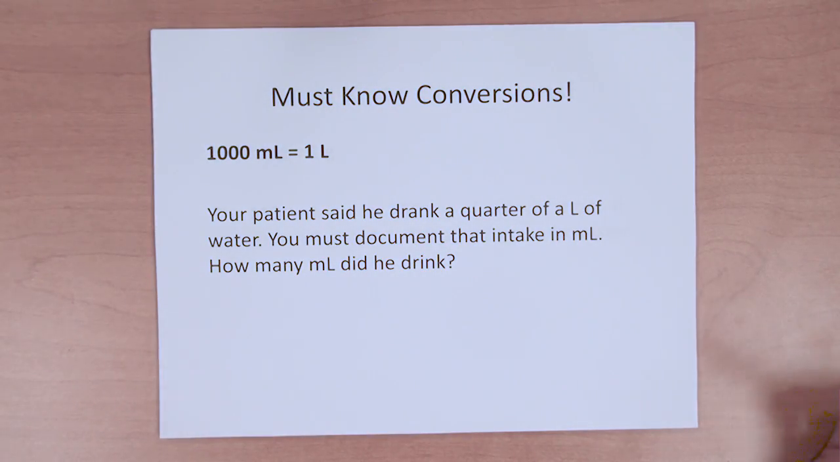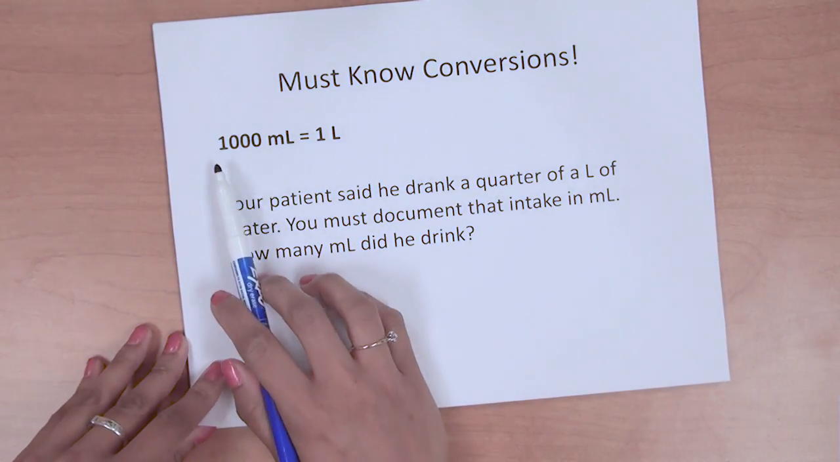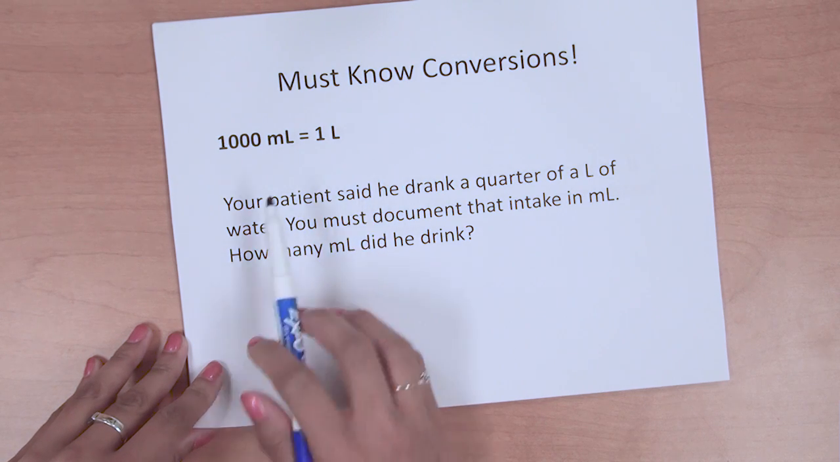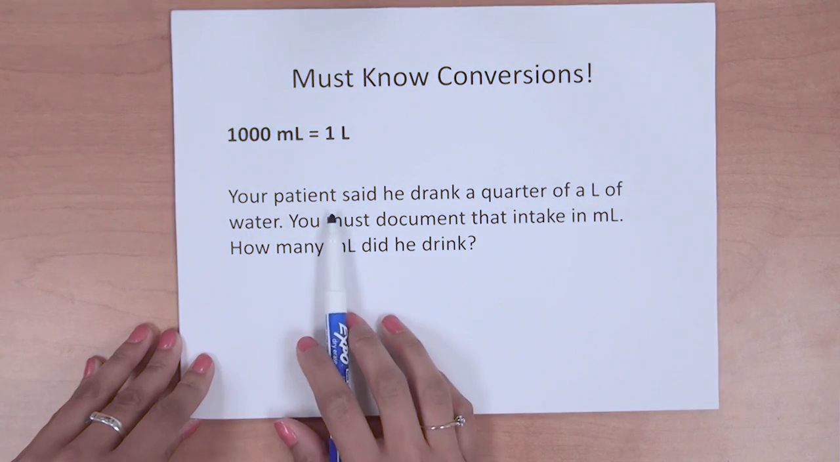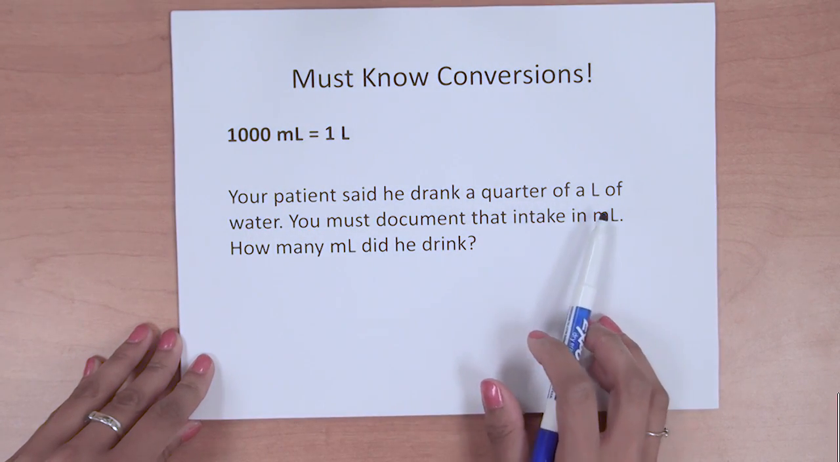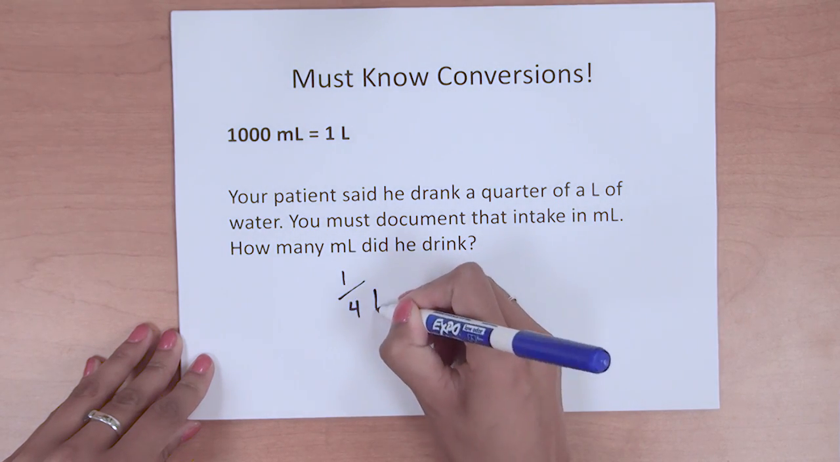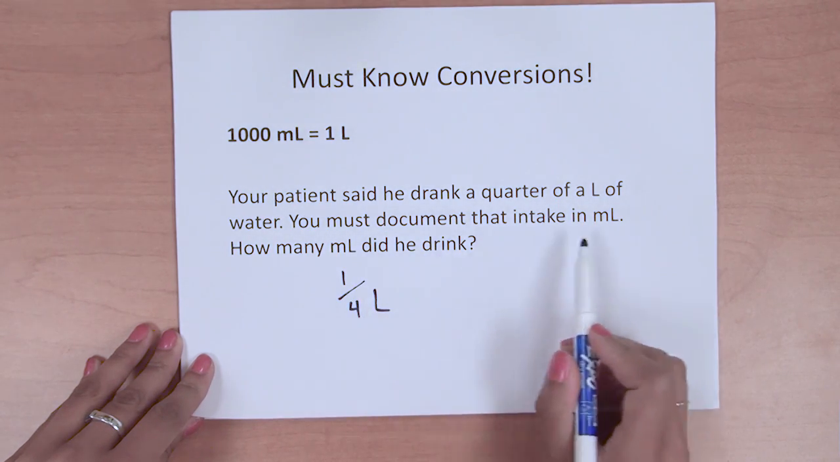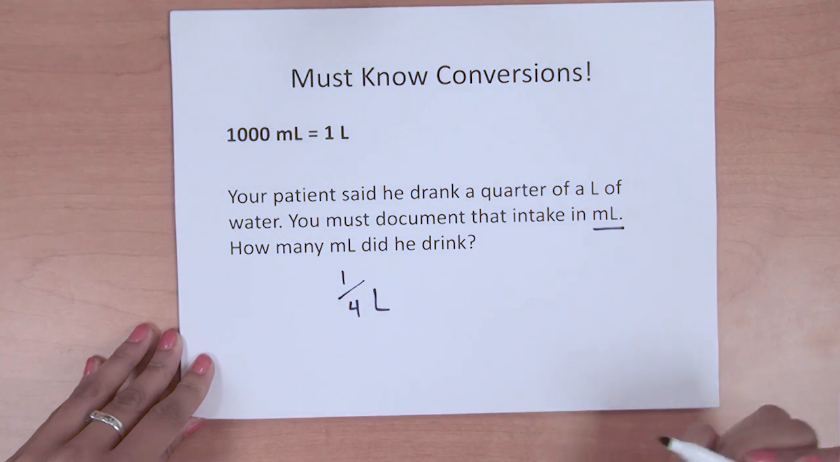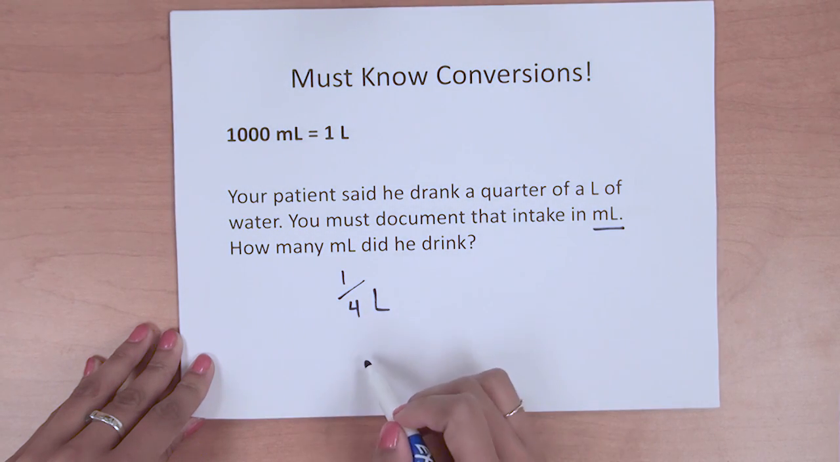So let's try a conversion. Remember that 1,000 milliliters equals 1 liter. Your question is, your patient said he drank 1/4 of a liter of water. So we'll put that into a fraction, 1/4 of a liter. You must document that intake in milliliters. How many milliliters did he drink?